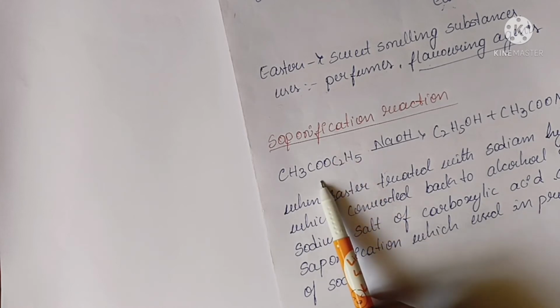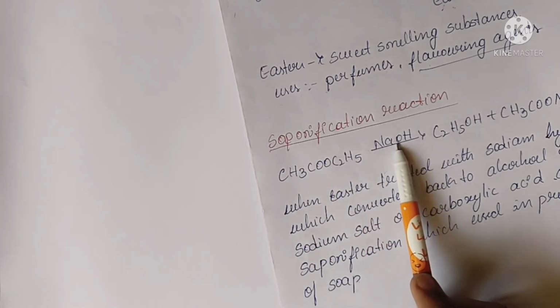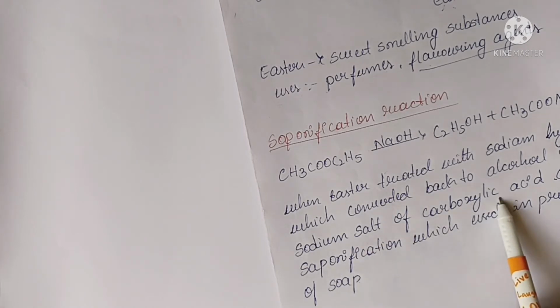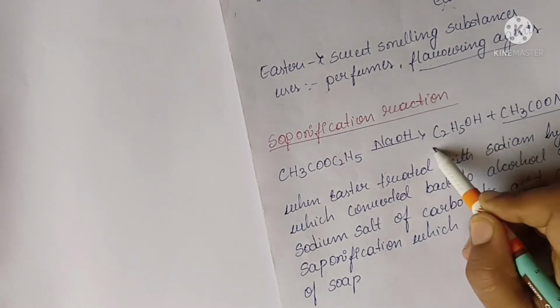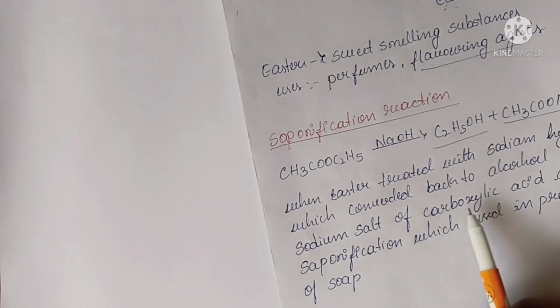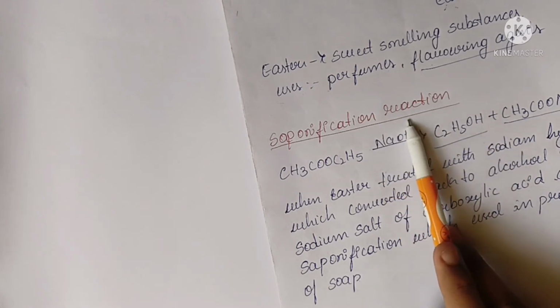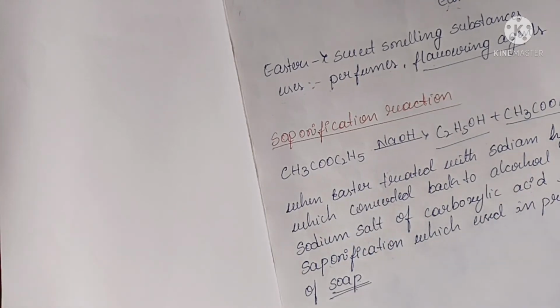What do you mean by that? See, when ester reacts with sodium hydroxide, it gives alcohol and the sodium salt of carboxylic acid. See, this is the sodium salt of carboxylic acid and the alcohol. This is how it gives. This one we are going to call saponification, which is used in the preparation of soap. As I mentioned, ester is the one we are going to use for the preparation of soap.